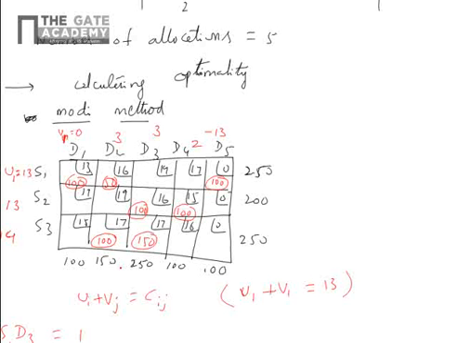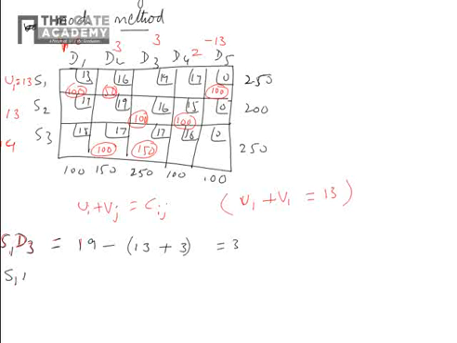for s1 d3 you need to calculate the allocated value. s1 d3 equal to 19, the already allocated cost, minus 13 plus 3 is equal to 3, a positive value. Similarly, s1 d4 is equal to 17 minus 13 plus 2 is equal to 2. Similarly, s2 d1, 17 minus 13 plus 3 equal to 1.